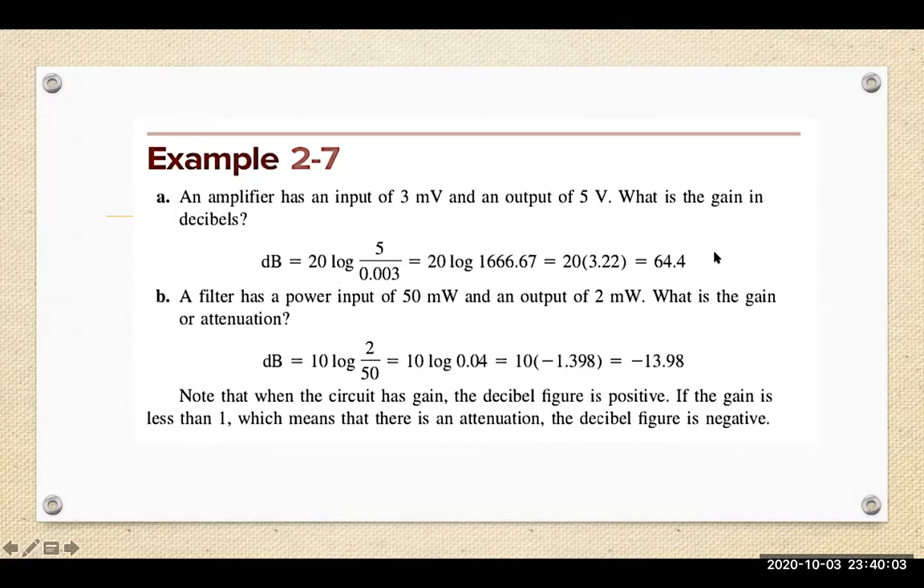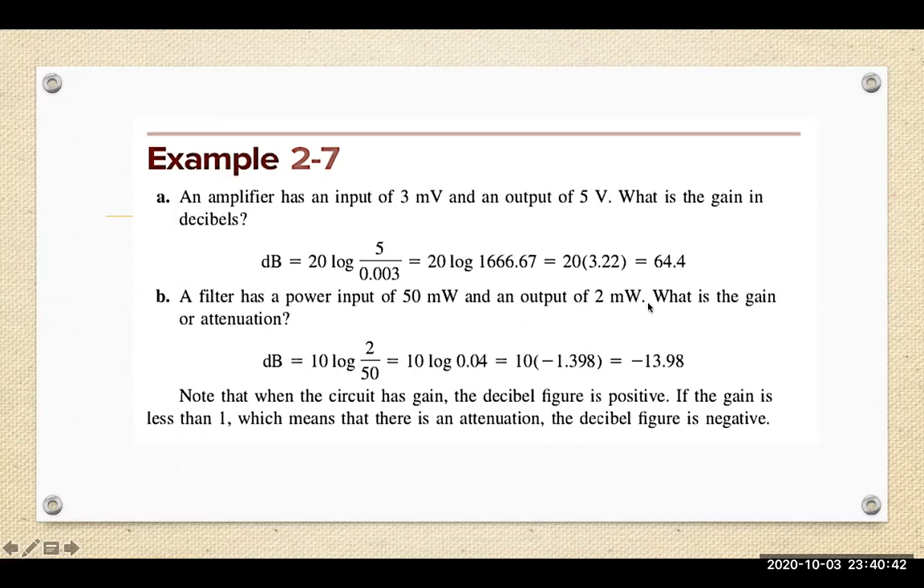So just write dB. A filter has a power input of 50 milliwatts and an output of 2 milliwatts. What is the gain or attenuation? We don't know. If it's a gain, it should be positive. If it's attenuation, it should be negative. Now, the given is power input and power output, so power output over power input is the power gain. To express it in dB, you need to take the log of the ratio of the power gain times 10. So that's the dB value.